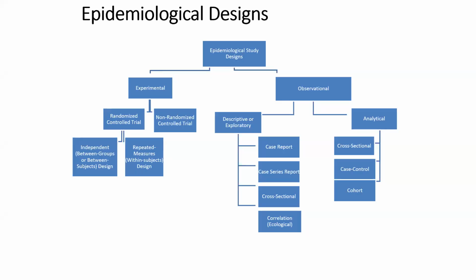So odds ratio is the same thing. You do the odds in one group divided by the odds in the comparison group. So we calculate odds ratio for cross-sectional and odds ratio for case control, and we calculate relative risk for cohorts.